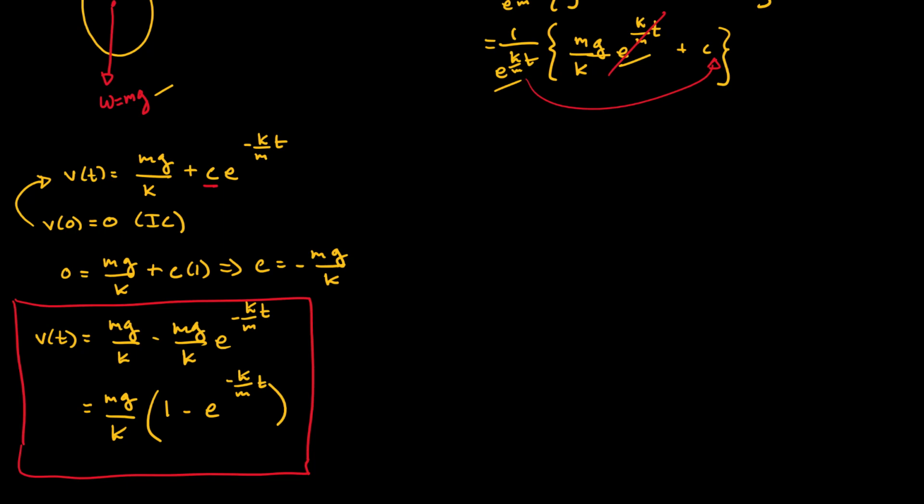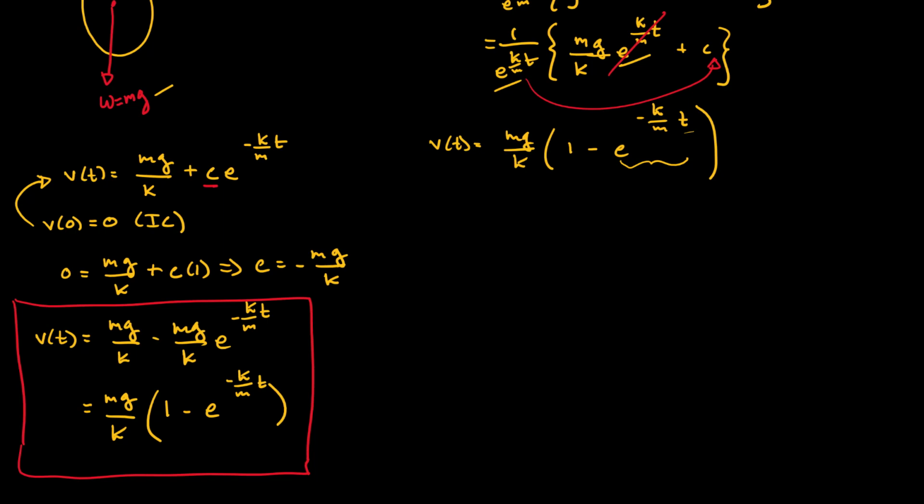So let's have a look at our solution. I'm just going to write it out over here again. So think about what the velocity is for small times t. So if we set t equal to 0, then this term over here will be equal to 1. So then this whole bracketed term over here will be 1 minus 1. So the velocity at time equal to 0 is equal to 0, which makes sense.